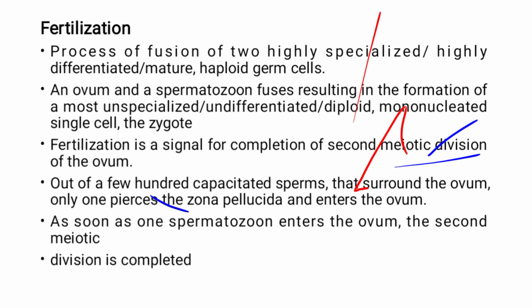But when the two haploid cells fuse together, that's the completion of the second meiotic division. The meiotic division we're talking about is just the cell division. So that's what we mean by fertilization. In simple terms, it's just the fusion of the male gamete, which is the spermatozoon, and the female gamete, which is the oocyte, to form a zygote.